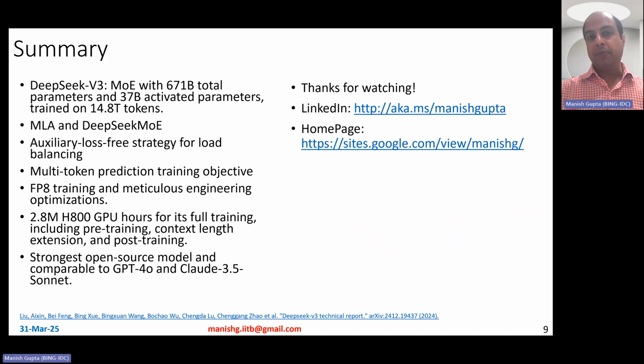They were able to pre-train this entire model, which performs comparably to GPT-4o, with 2.8 million H800 GPU hours of compute, for its full training, including pre-training, context length extension, and post-training, all of them. Right now, it's the strongest open source model and comparable to GPT-4o and Claude 3.5 Sonnet, especially the chat version. Okay, that's it for this video.